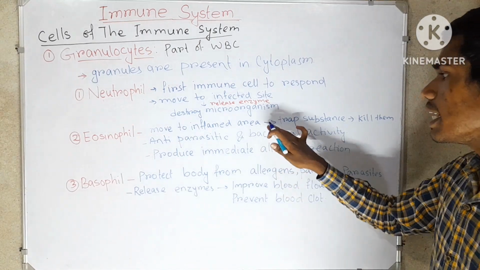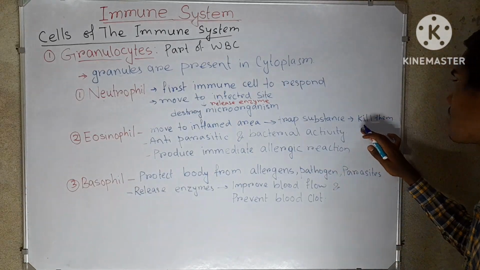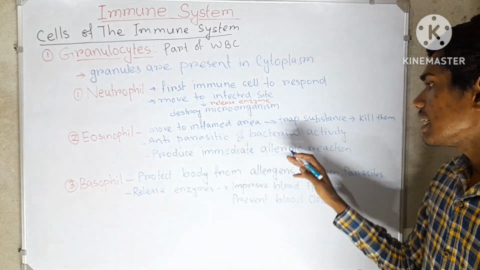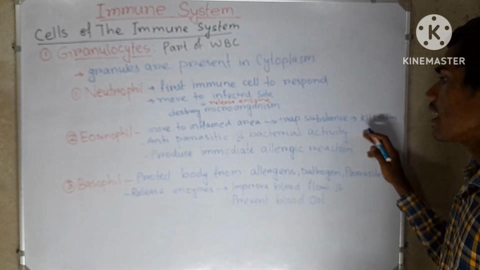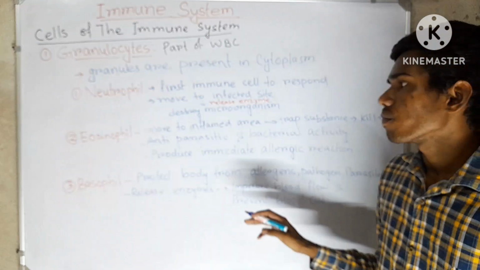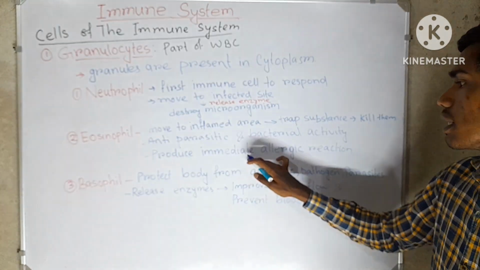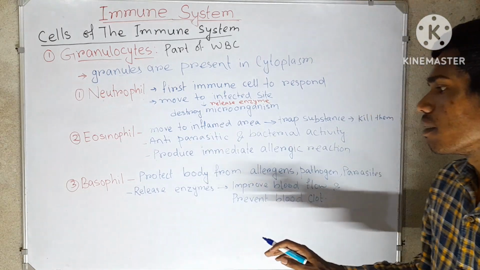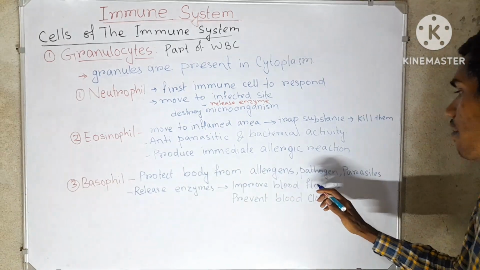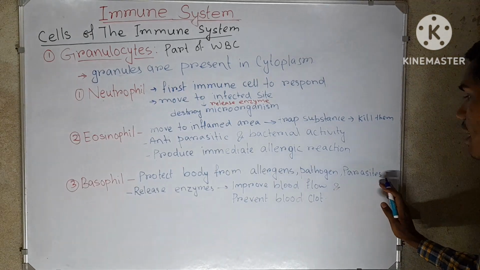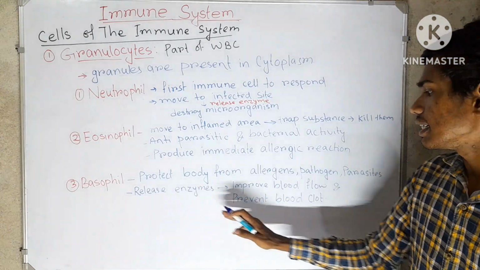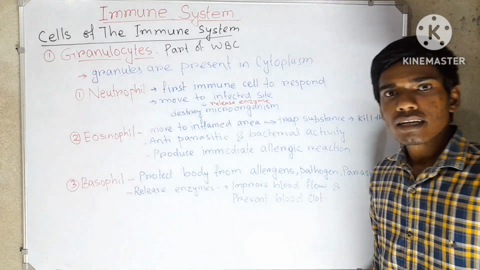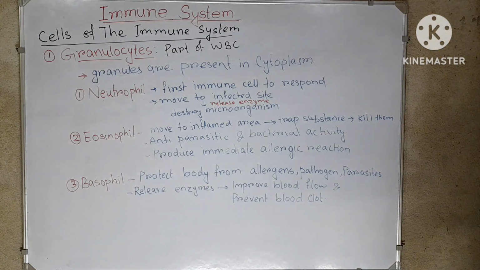Eosinophils move to the inflamed area and trap substances to kill them. These are anti-parasitic and antibacterial in nature. Eosinophils produce immediate allergic reactions. Basophils protect the body from allergens, pathogens, and parasites. They release enzymes that improve the blood flow and prevent the clotting of blood.